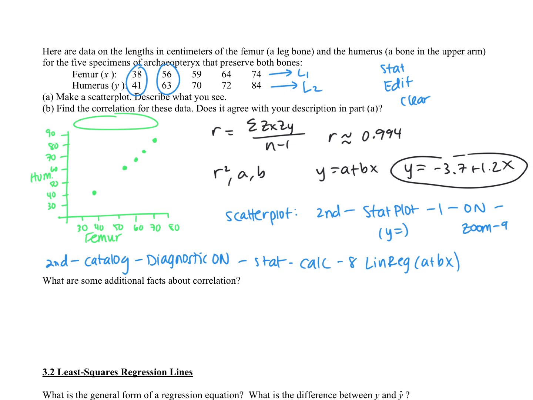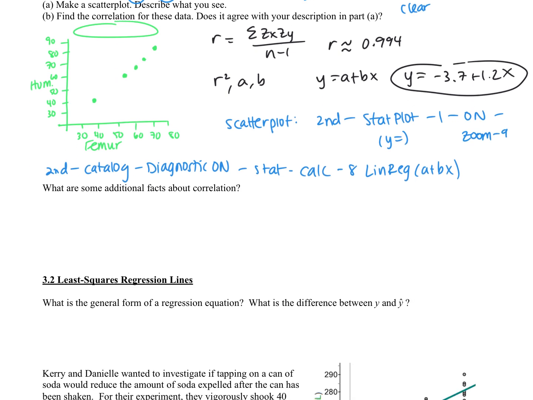Last thing to write down then. What are some additional facts about correlation? Really the big one is that correlation is not affected by units. So the example above, the femur and humerus were measured in centimeters. If we change those to inches, we would get the same value of R. As long as the units are still the same.